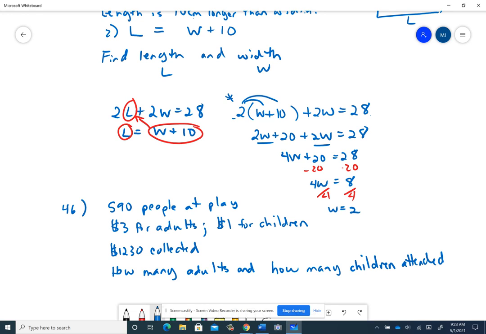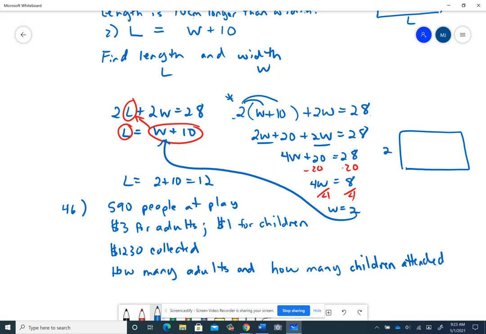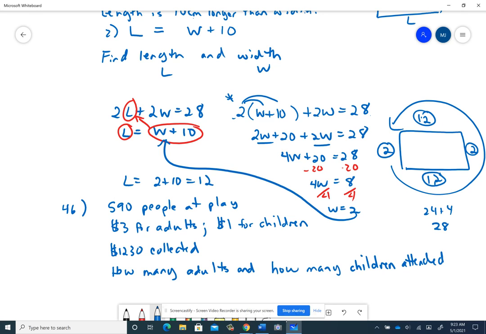Once you find one of the variables, you can go back. I know the length then would be 2 plus 10, or 12. Then I'm going to check it against the words of the problem. Think about that rectangle. If the width is 2 and the length is 12, the perimeter all the way around would be 24 plus 4, which gives me the 28 I'm supposed to have. So that's my check.